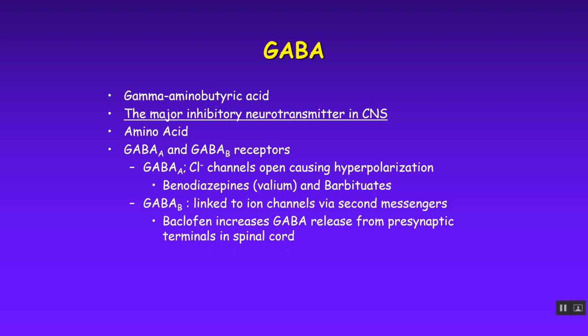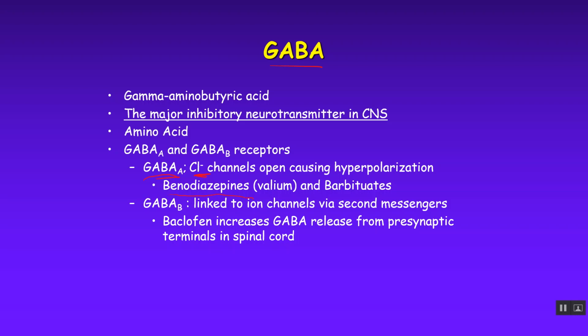So GABA A, when you have GABA binding to a GABA A receptor in your brain most of the time, in your cerebrum, it causes chloride channels to open, causing hyperpolarization. That's how it causes inhibition. It makes the neuron hyperpolarized.